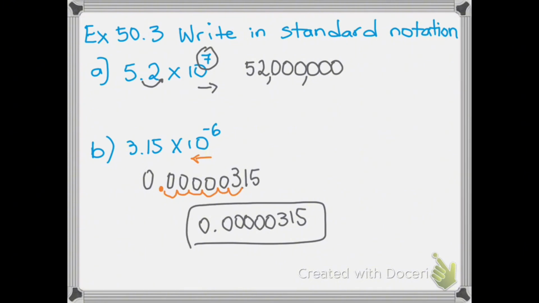Just remember, if it's positive, you're making it bigger, so it's moving to the right. If it's negative, the exponent, then we're making it smaller and you're moving it to the left.